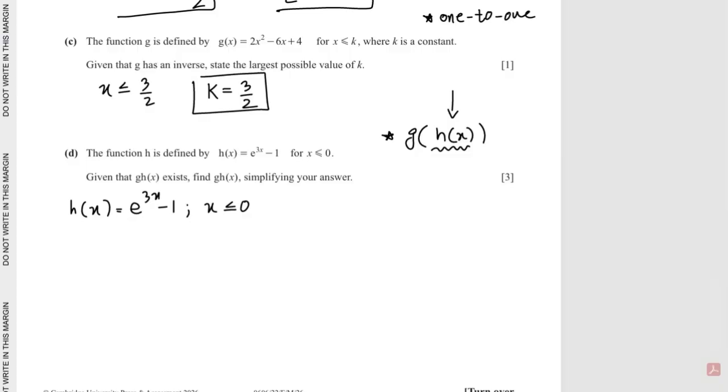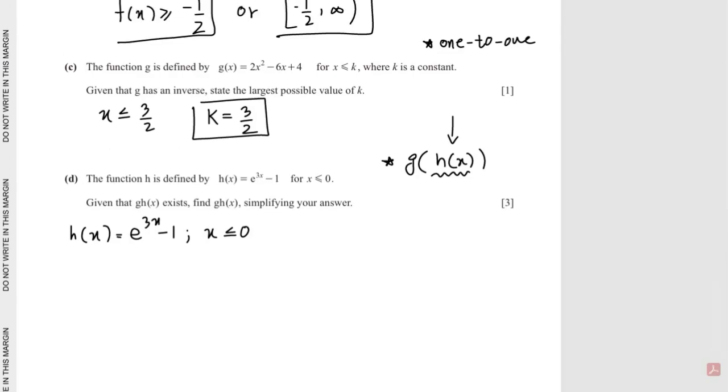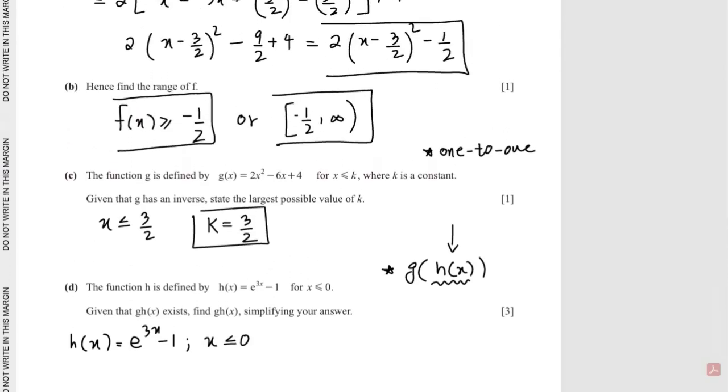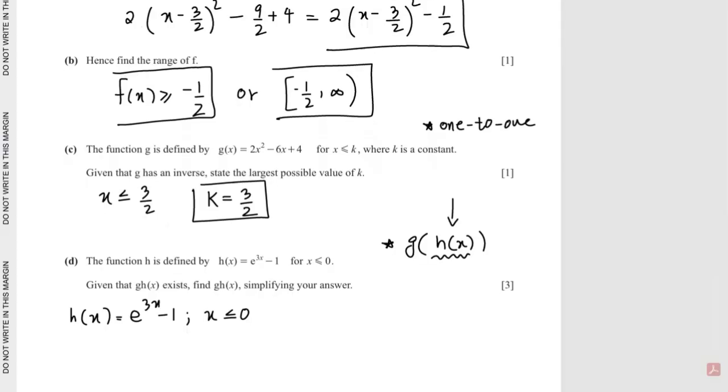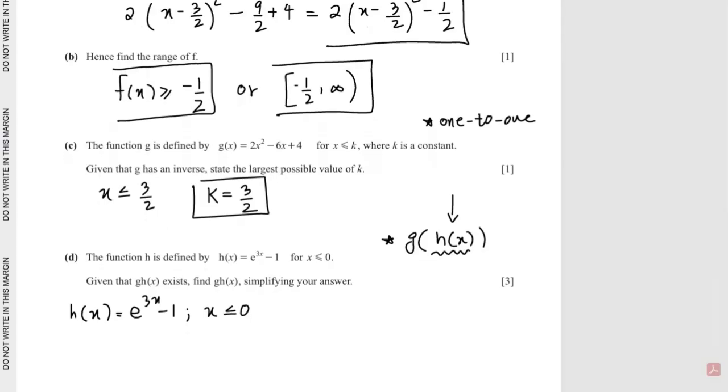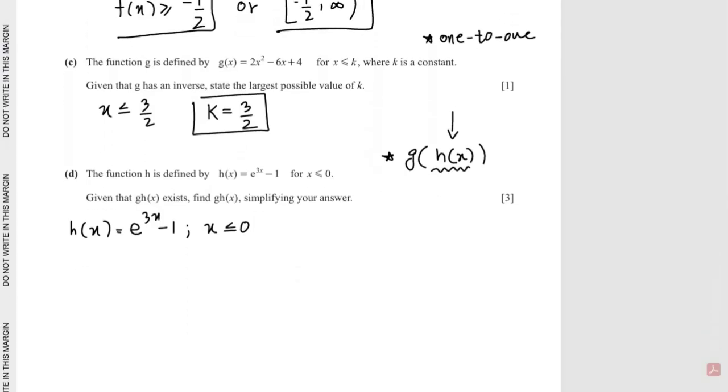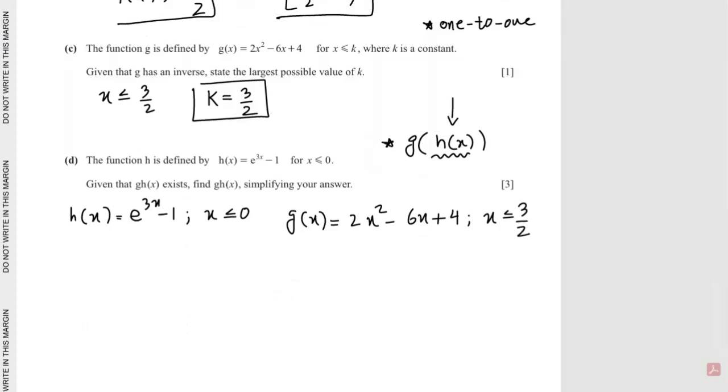Okay, so I need to compose my function g(x), and another thing which is crucial, you need to simplify your answer. I can either use my basic function or maybe use my completed square form, whichever way you want. So let's take the normal function g(x), which is not in the completed square form, 2x² - 6x + 4, since in any case I need to expand my answer in the end. So the range is below 3/2. So the compatibility is there.